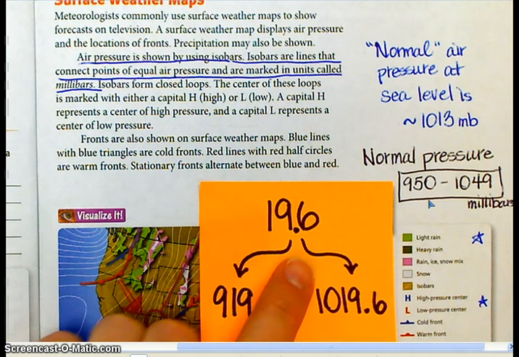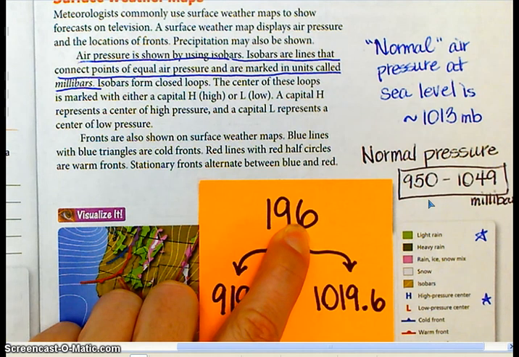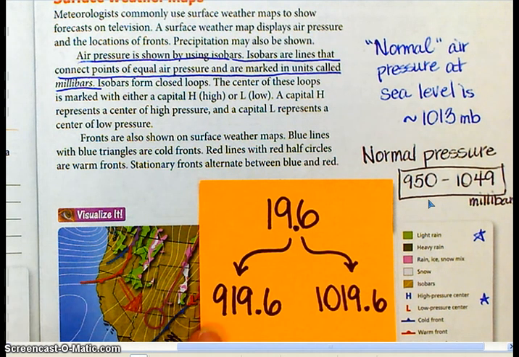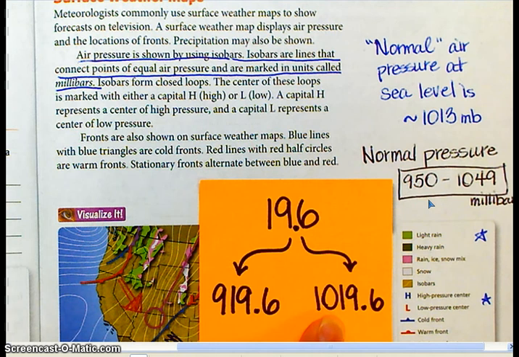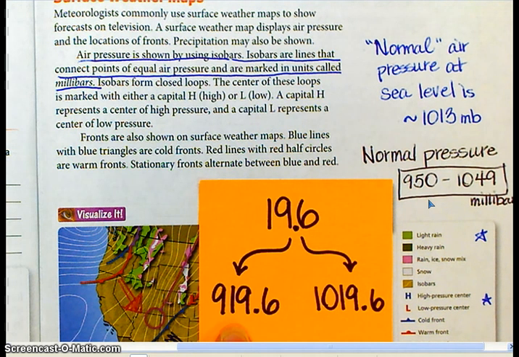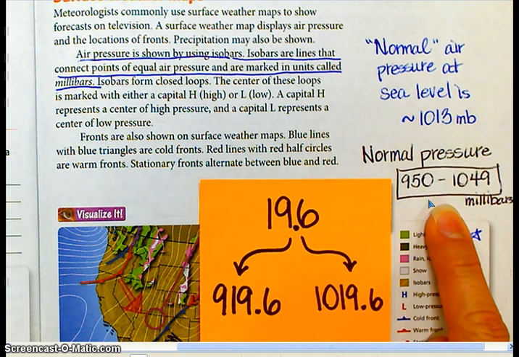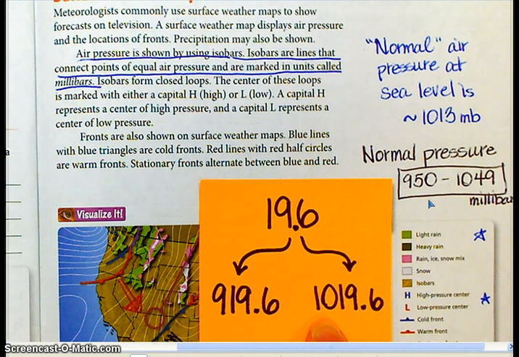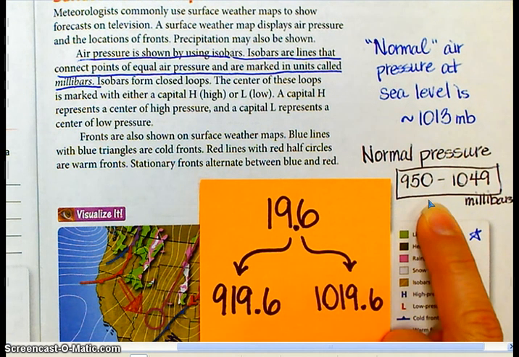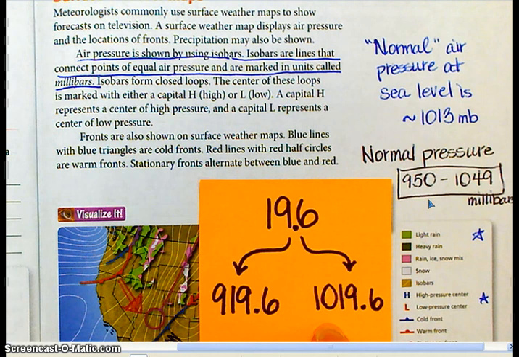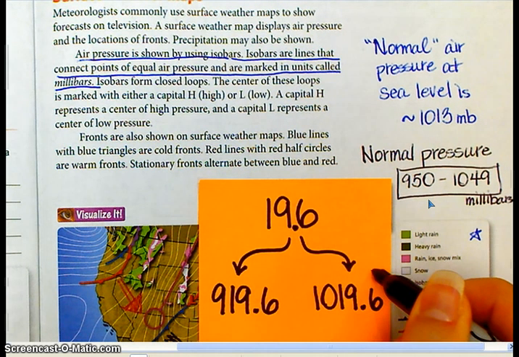Remember, we started with just 196. Put the decimal in, and we got 19.6, and then I have to decide, do I add a 9 or do I add a 10? Well, when I add a 9, my pressure reading is outside of that range. When I put a 10, my pressure reading is in that range. So I know that this is the pressure reading that I need to use right here.